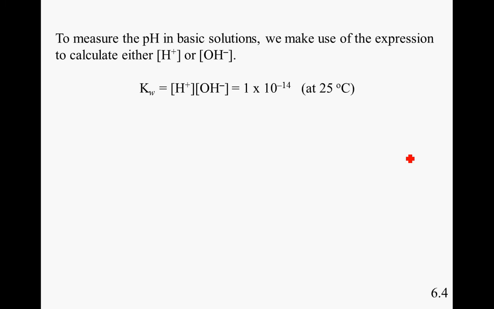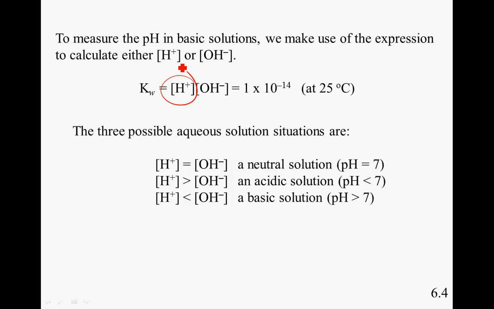Even if you have a basic solution, there's still some hydrogen in there, even if it's not very much. You would need to calculate the concentration of the hydrogen before calculating the pH. So you would divide. Once you get the hydrogen, then you can find the pH.